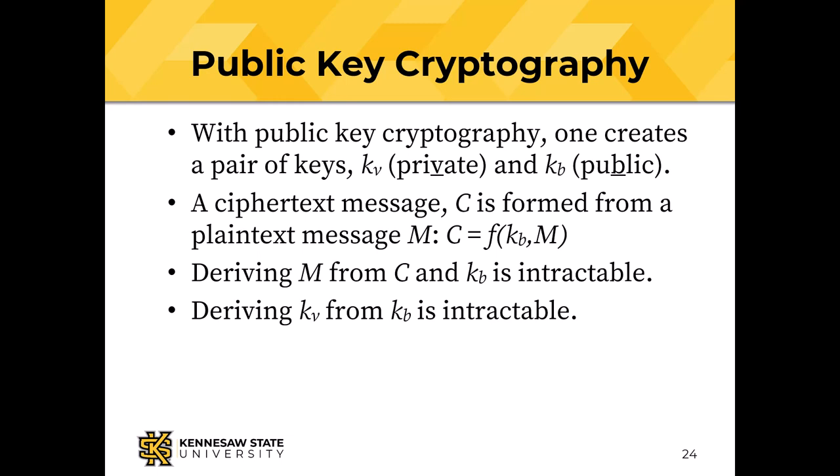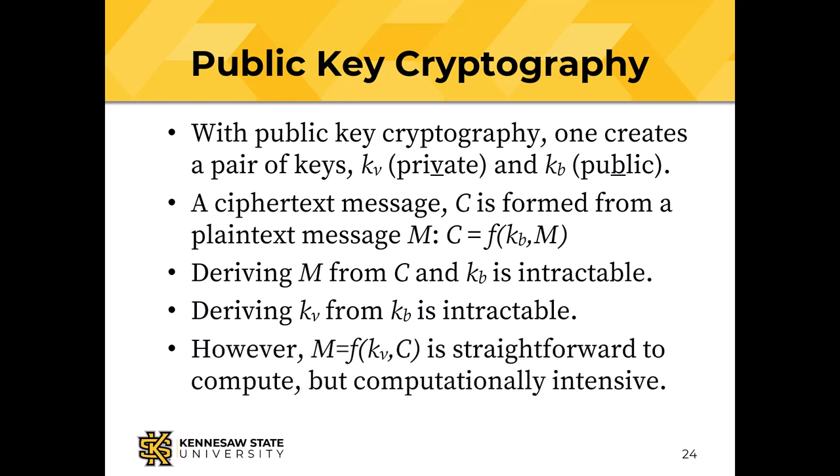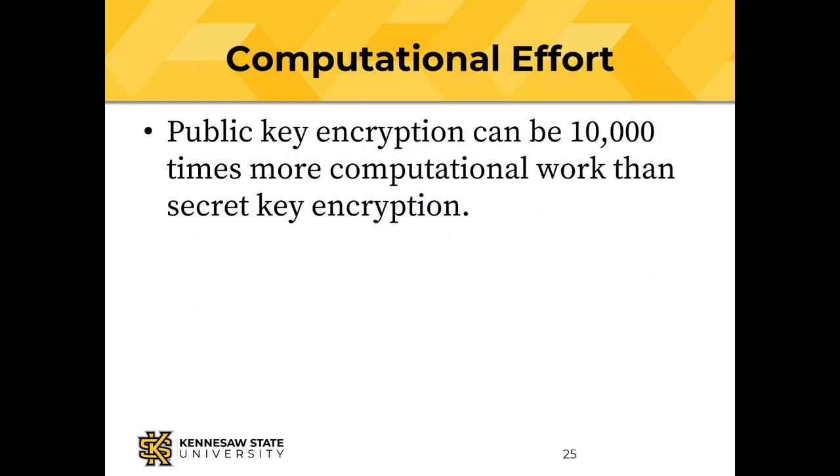Deriving the private key from the public key is intractable. We know how to do it, but it's going to take decades of computation. However, finding the plain text message from the ciphertext message and the private key is straightforward. It's computationally intensive, but it's done in seconds rather than decades. Okay, so public key crypto: seconds rather than decades.